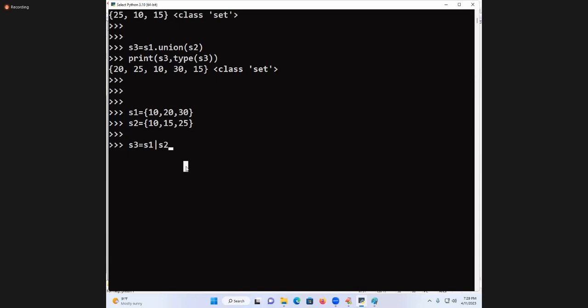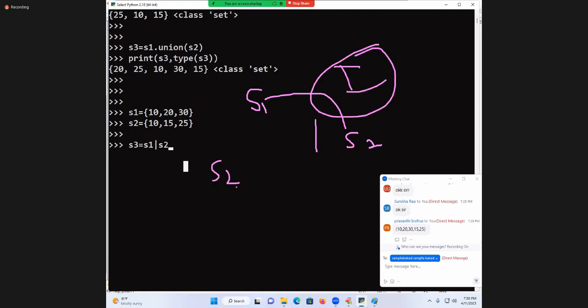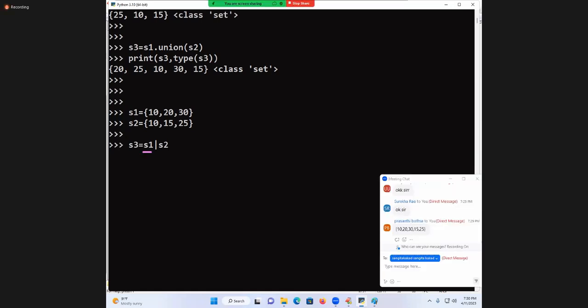S2. What is happening? In this OR operator, every value of S1 is compared with S2. That is the first stage. Second stage is what? S2 values will be compared with S1. In that comparison process, what is happening? We are discussing how this works. First, the comparison starts with S1 values compared with S2. First, which value will be selected by PVM? 10. Whichever element you select is considered as a binary bit 1.